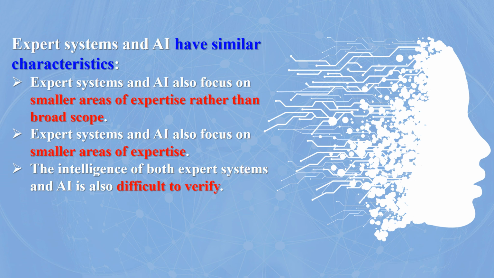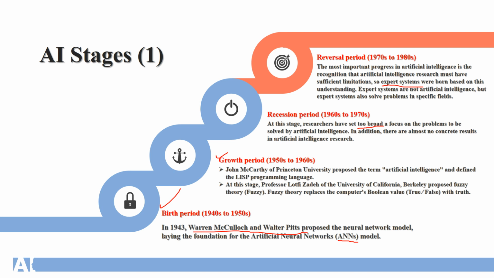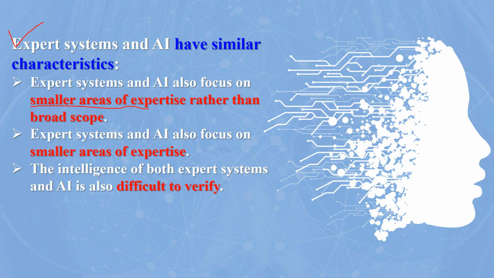Okay, so let's compare expert systems and AI. They have similar characteristics. For example, expert systems and AI are both focused on a smaller area. So back here, if it's too wide, that will be a recession, right? So they will focus on small areas. Expert systems and AI also focus on small areas of expertise. The intelligence of both expert systems and AI is also difficult to verify.